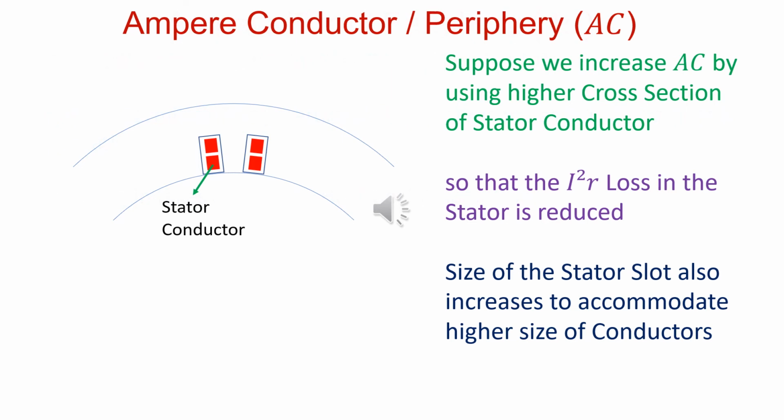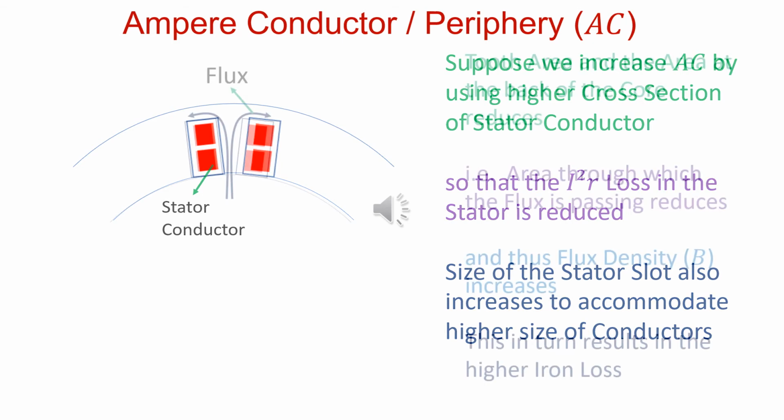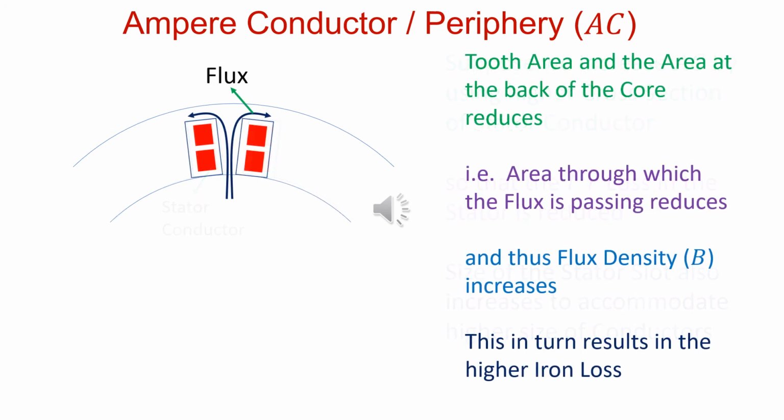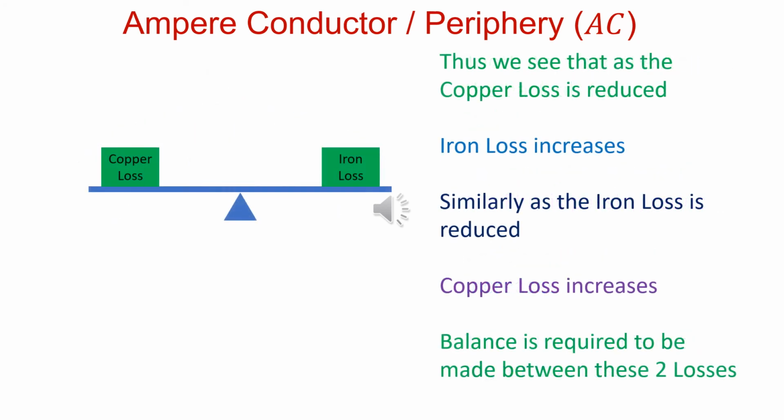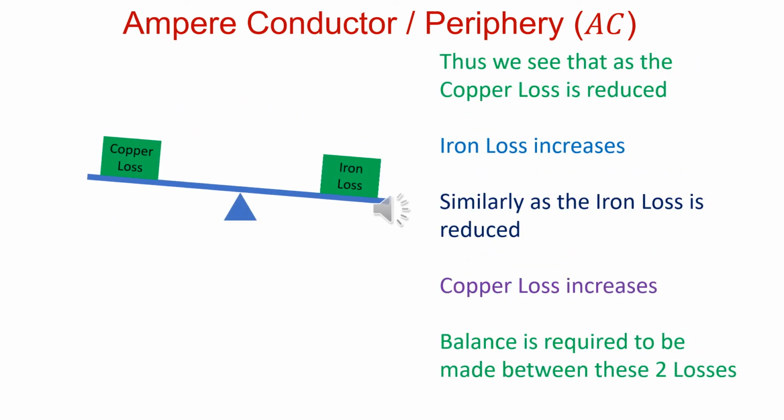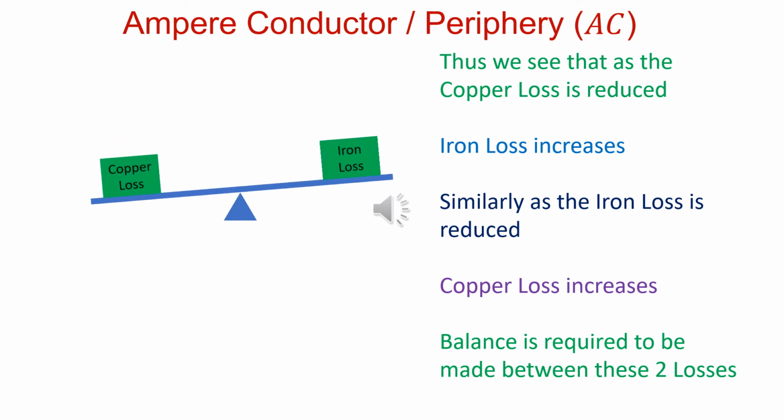Ampere conductors may be increased by increasing cross section of the conductor. However, larger stator slots are required. But cross section of flux path decreases. Flux density increases, leading to higher iron loss. Thus, there is a balancing act between copper loss and iron loss.